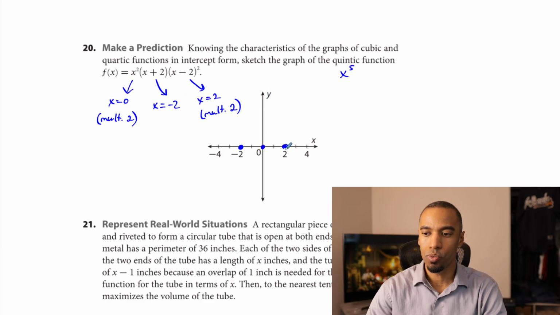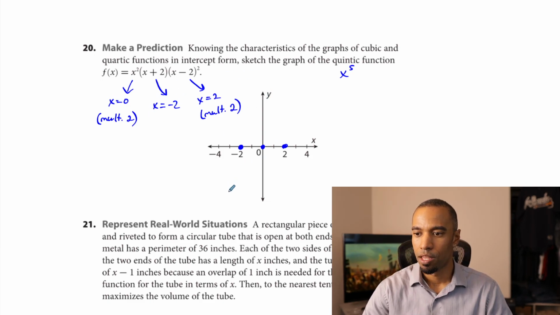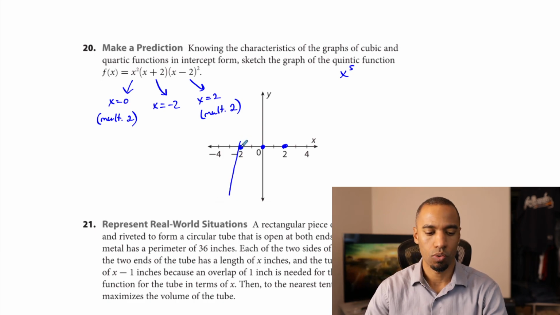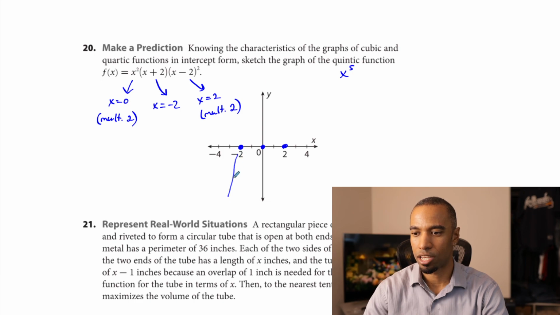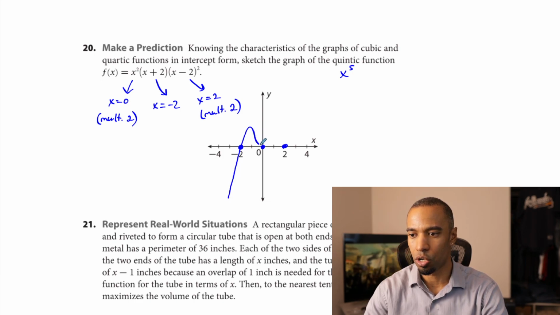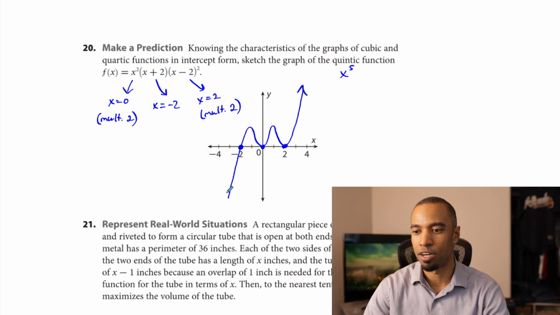So we know it's going to start down, finish up. It's going to cross through negative 2 naturally from the bottom. It's going to approach a local maximum, a turning point here. It's going to bounce back at 0. It's going to hit some other local maximum here. I don't know how high or low it goes. It's going to bounce back at 2 and finish up.